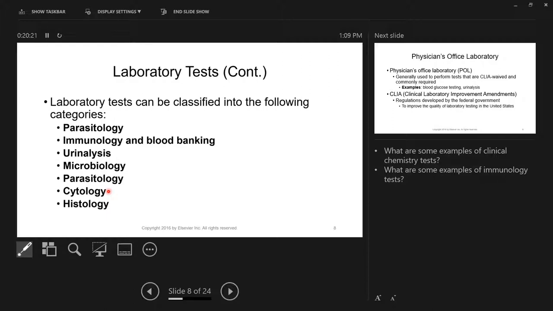Cytology. Cytology is the study of cells specifically. Cyto is the combining form for the word cell. Lastly, histology. Anyone want to take a stab at what that means?